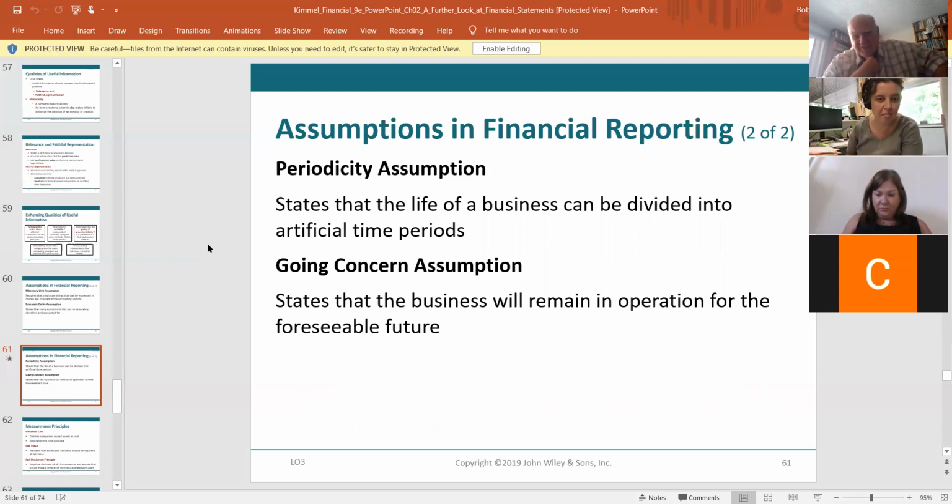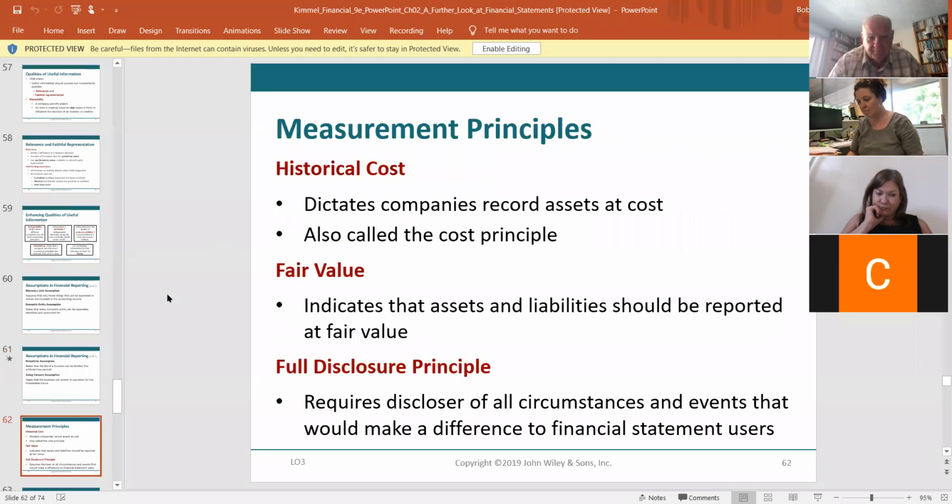Periodicity. Don't make any notes on this stuff. It just means that a business can be divided into a month and analyzed that way. Going concern is an accounting term meaning that a business is considered to be permanent. It goes on. It's like a shark. It just goes on and on and on. But you can divide it up into a month to analyze.